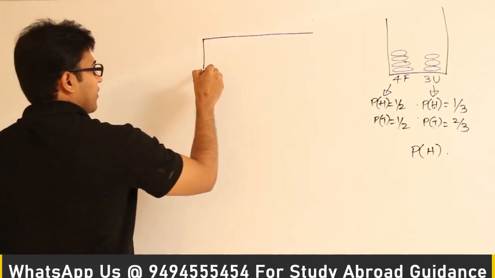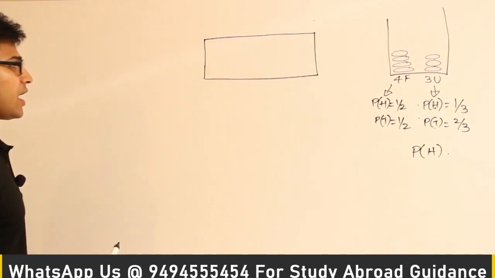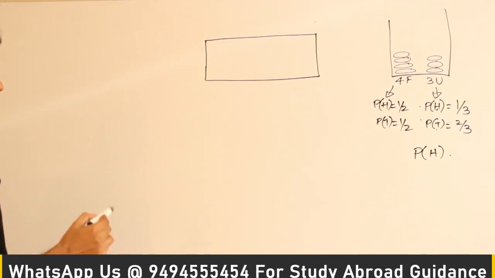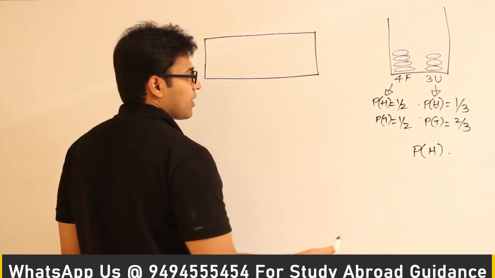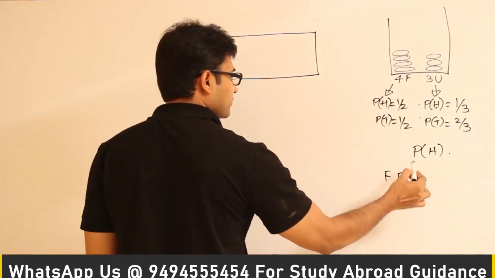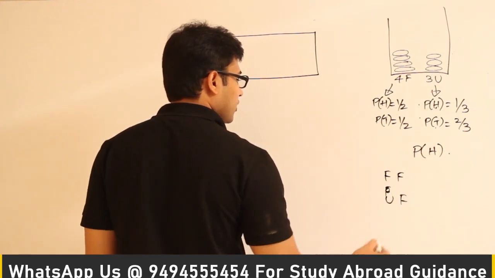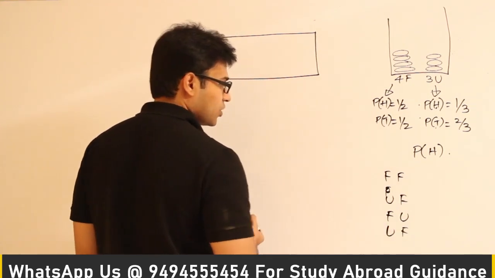Now when you choose two coins, those two coins can be either both fair, or both unfair, or one can be fair and the other can be unfair, isn't it? When I choose two coins simultaneously, either both can be fair or both can be unfair, or one can be fair and the other can be unfair. These four cases are possible, right?